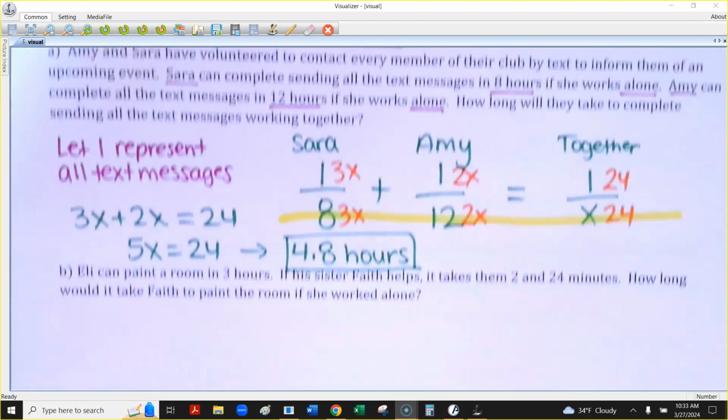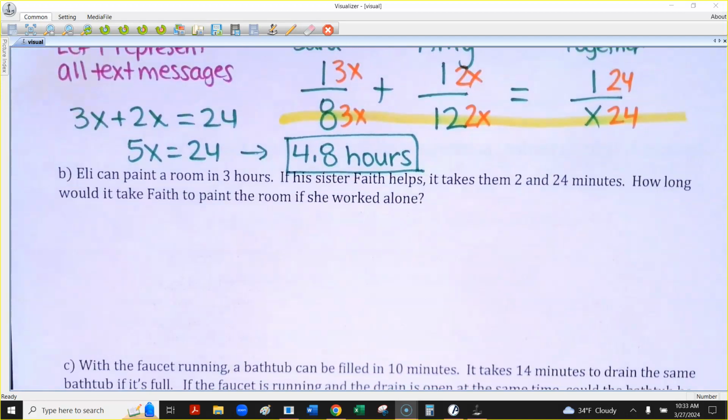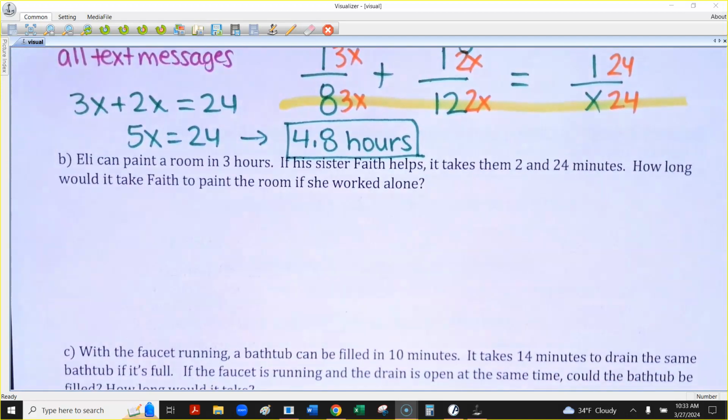Okay, the worst part is setting it up. Now this says Eli can paint a room in 3 hours. So I'm going to do the same thing. It's not going to tell you the room has 3 walls that need to be painted. It doesn't say anything like that. It just says he can paint a room in 3 hours.